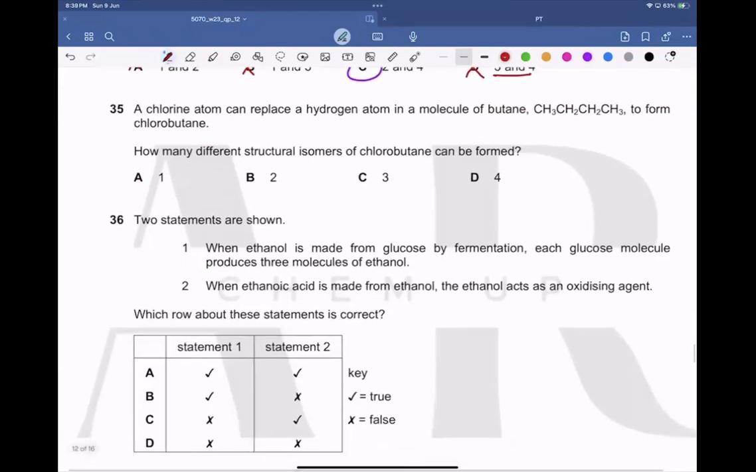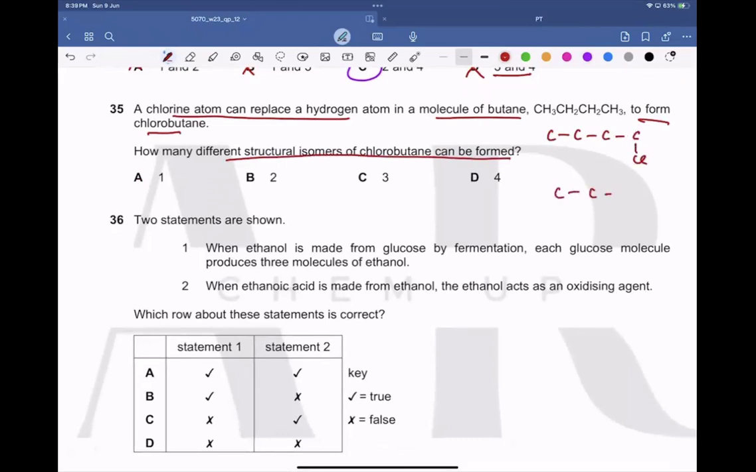Question number 35. A chlorine atom can replace a hydrogen atom in a molecule of butane to form chlorobutane. How many different structures of chlorobutane can be formed? There is one possibility that chlorine substitutes the hydrogen from carbon 1, so we get 1-chlorobutane. And there is a second possibility, that chlorine substitutes a hydrogen from the second carbon, so 2-chlorobutane will form. So for question number 35, B is correct, A, C, and D go wrong, and B is the correct answer.